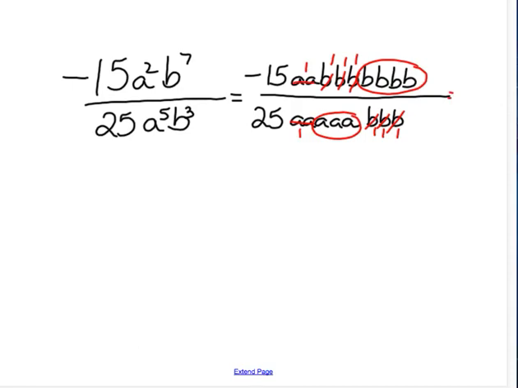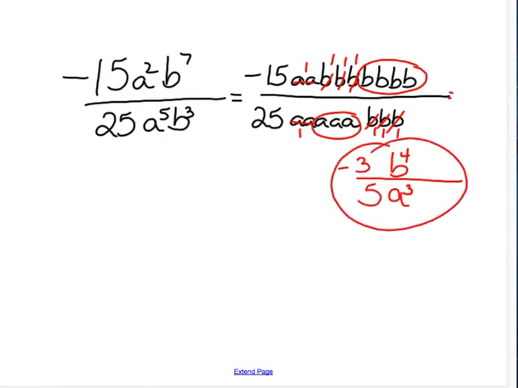and I still have my coefficients to deal with though. So I have B to the 4th power, A to the 3rd, and reducing negative 15 over 25, I can divide those both by 5, and I'll be left with negative 3 over 5. And there's your answer. Have you thought of an algorithm yet? Is there a way that you could have gotten these exponents by looking at these up here, by starting with the exponents that you had? Think about that for a minute.